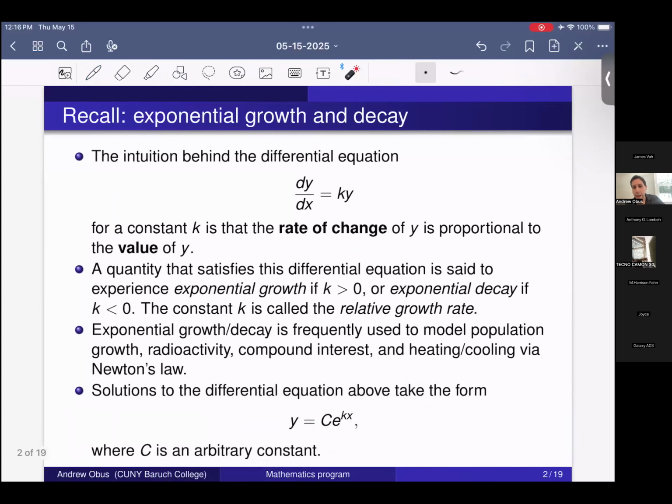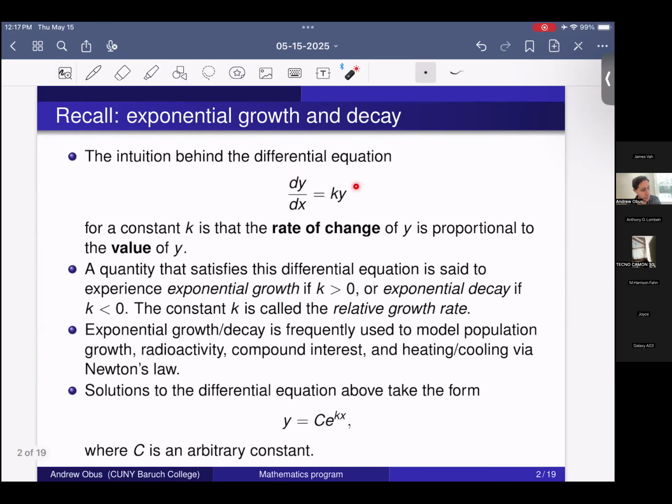Okay, so last time we talked about this exponential growth and decay. And we saw this was a simple equation and that it modeled lots and lots of different things. So this could model population, heating, cooling, radioactivity. Turns out it has a financial application as well. So we'll talk about all of that today. But the simple equation that we're using the whole time is this differential equation given by dy/dx = ky. And here, this k is a constant.